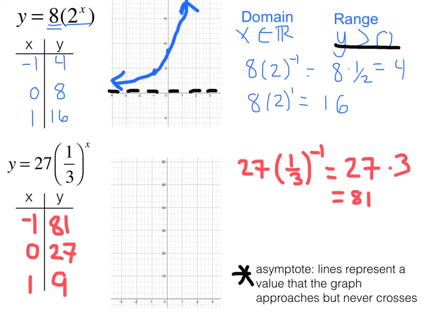I'm going to plot my points. My 81 doesn't quite fit on my graph. Make sure you make your graph big enough. It'll be around here somewhere. 27 and 9. Put your asymptote at y equals 0. Connect your points. Do not cross the asymptote.